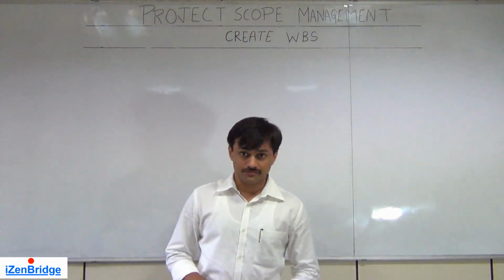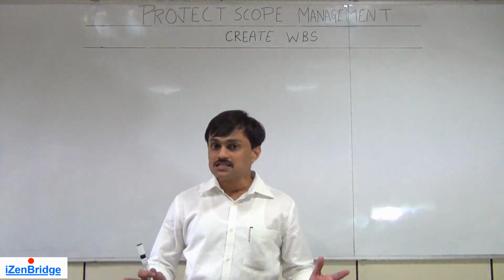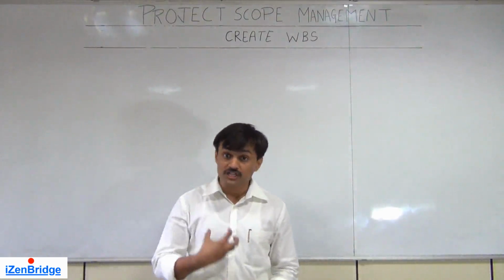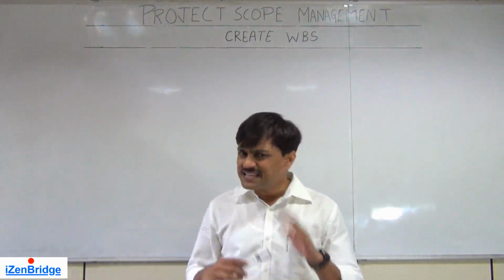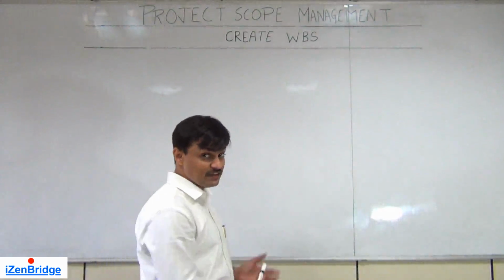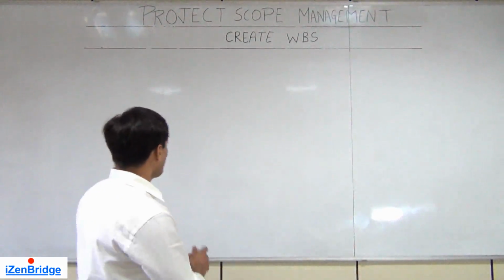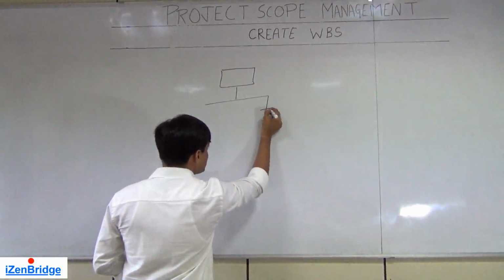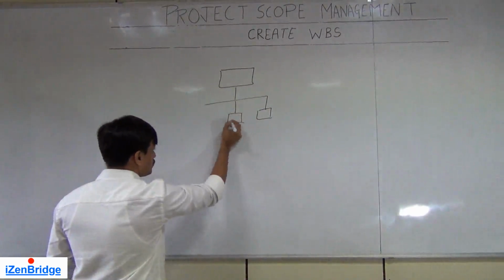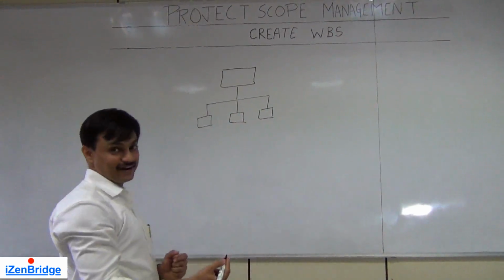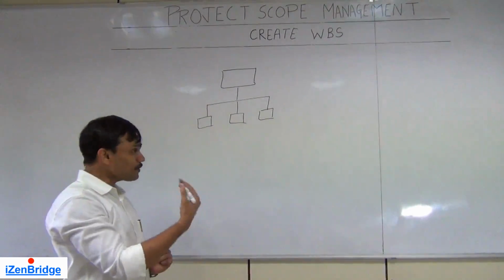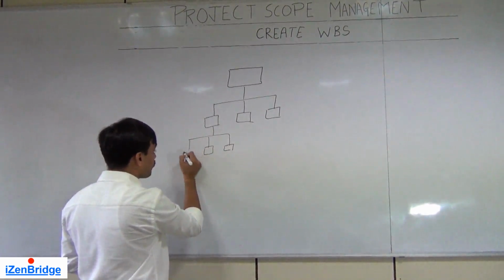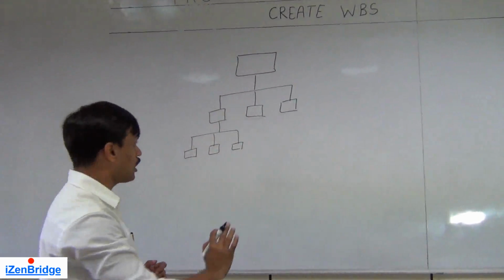Create work breakdown structure, or create WBS, is the last process in the planning process group of the project scope management knowledge area. What is a work breakdown structure? Before we get into detail, we need to understand it. A lot of the time you may see it as an organization chart. Yes, it's a hierarchical diagram, because most of us only see a hierarchical diagram when we see an organization chart. So a work breakdown structure is a hierarchical diagram which helps us in decomposing or subdividing the work.